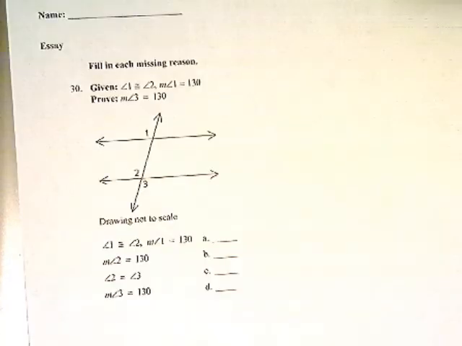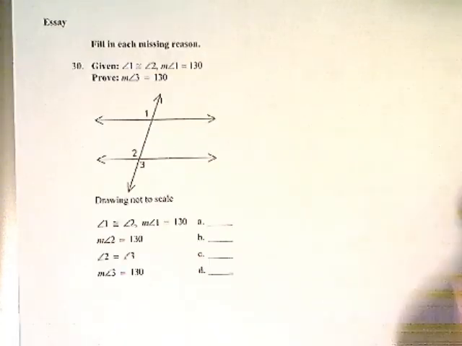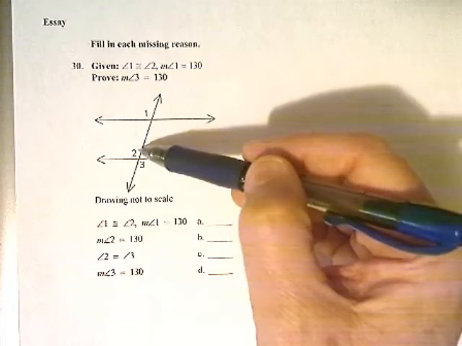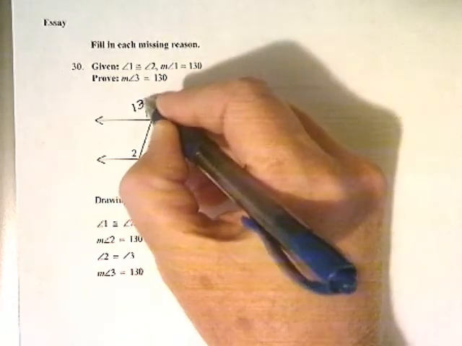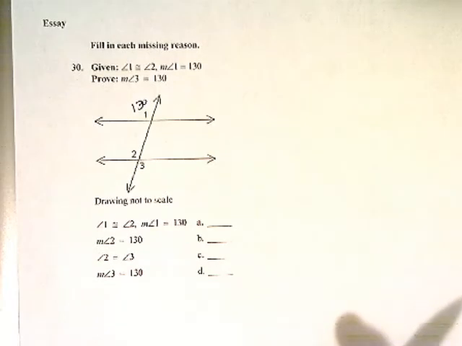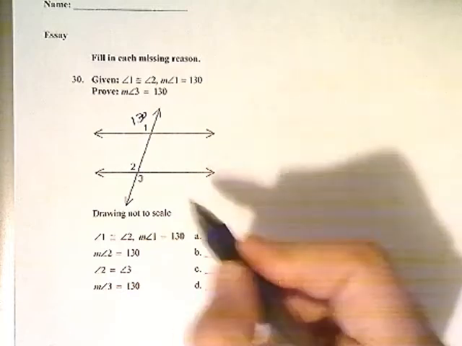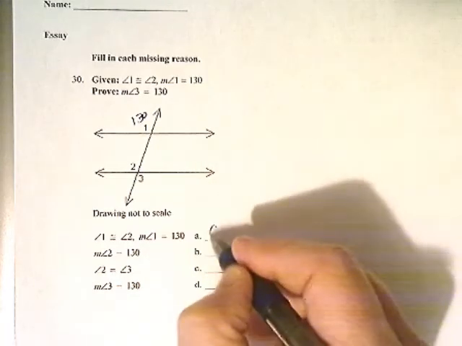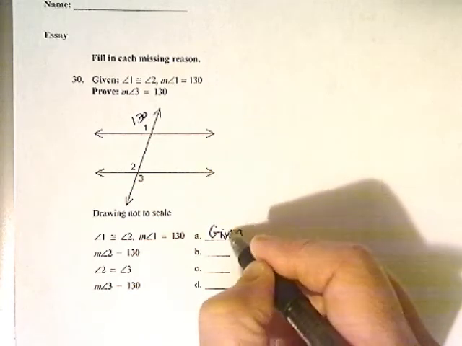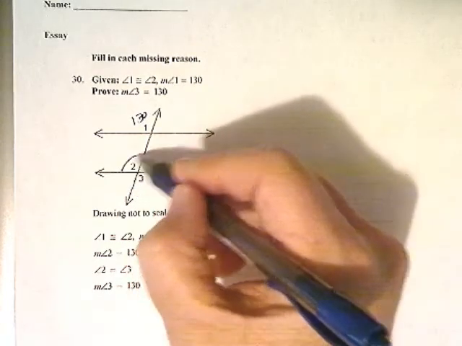Okay, missing terms. Let's see here. Given that angle 1 and angle 2 are congruent, the measure of angle 1 is 130, prove the measure of angle 3 is 130. Okay. Angle 1 is congruent to angle 2, and the measure of angle 1 is 130. That is given. The measure of angle 2 is 130.